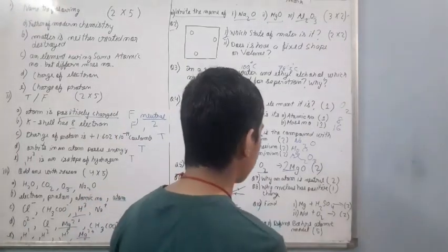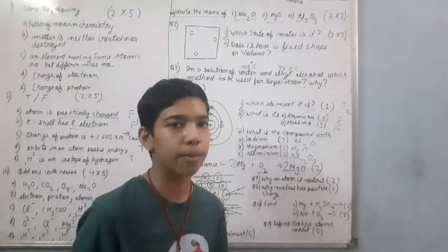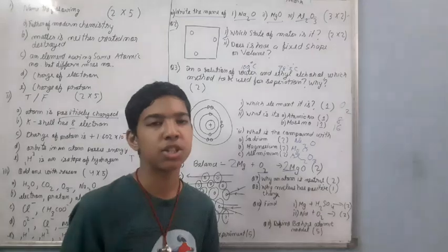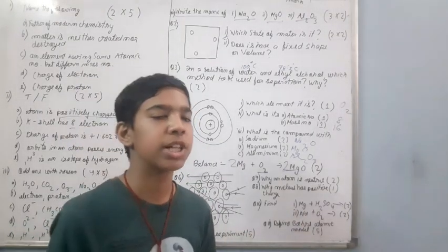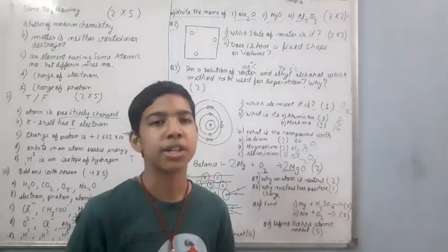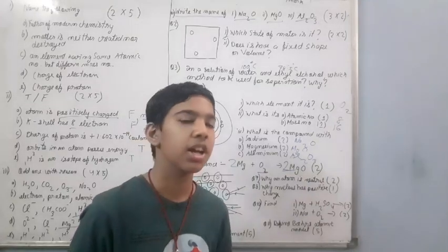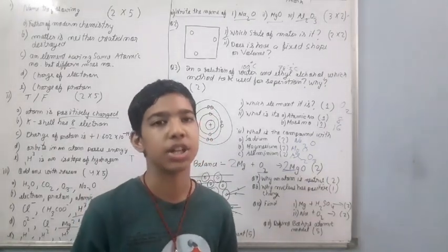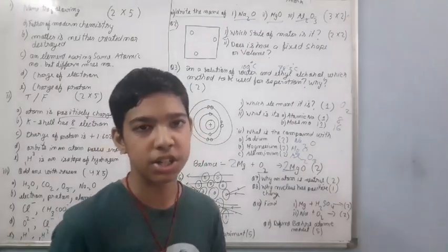Define Bohr's atomic model. Here we can give any number of points. 3 points are most suited. So what are the points? Bohr mentioned that, like Rutherford said, electrons revolve around the atom in circular paths called orbits. The second point, he said that these orbits possess a certain amount of energy, and electrons revolve only in those orbits which possess a certain amount of energy. When the electron is in the lowest energy state, it is said to be in the ground energy state.